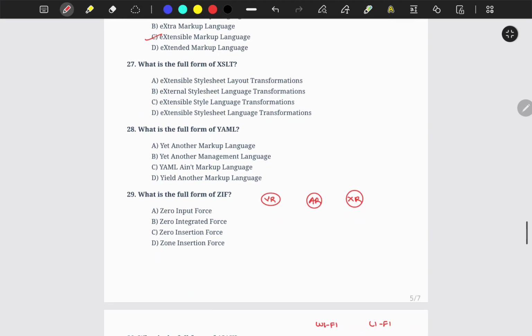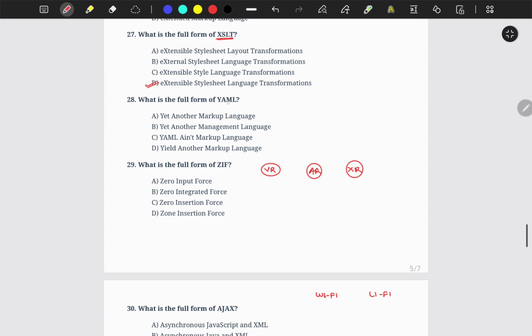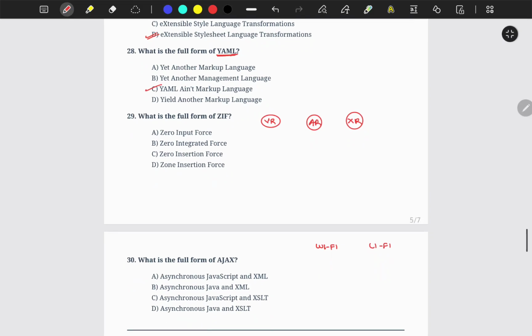Okay. Question number 27. What is the full form of XSLT? Okay, this is Extensible Style Sheet Language Transformation. What is the full form of YAML? It is YAML. Okay. 28. Correct answer is option number C. Okay. Question number 29.